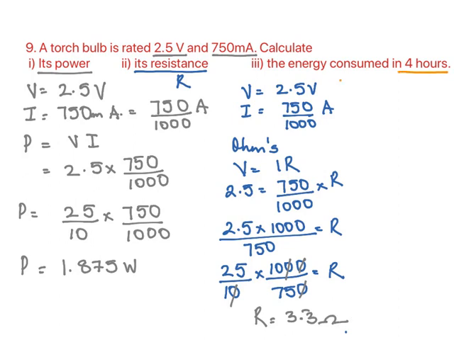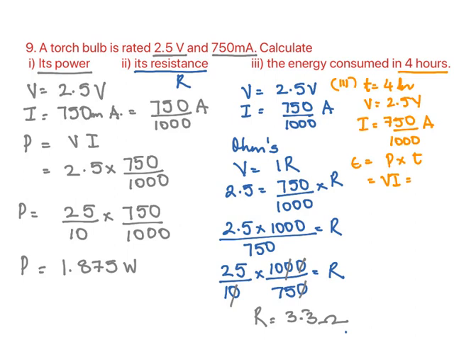The last part, energy consumed in 4 hours. The time is 4 hours, V is 2.5 volts, and current is 750 over 1000 amperes. The energy consumed we can find as power into time. The power is VI and the time is T. So let's put the values: V is 2.5, current 750 over 1000. Time is given as 4 hours, but we cannot work in hours, we have to work in seconds.